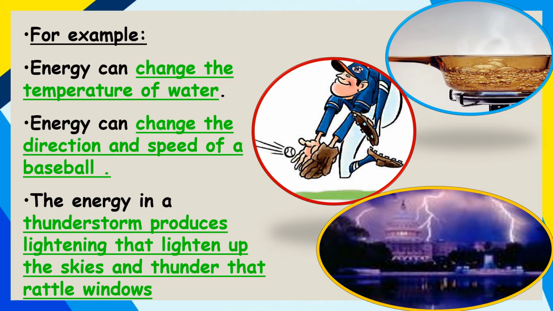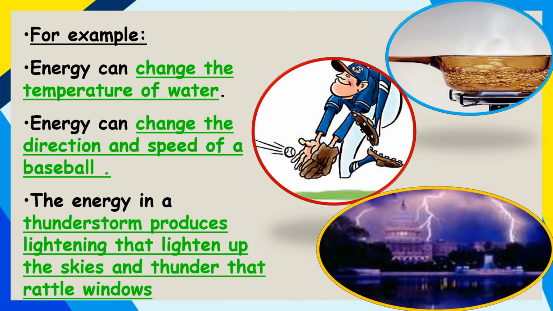Let us see a few examples of energy. Energy can change the temperature of water. Means if I have heat energy, as I told you, energy is of various types. अगर heat energy है हमारे गैस पे अगर हम लोग पानी रखते हैं तो heat है. Heat energy की वजह से पानी क्या होता है बॉईल होने लगता है. So there is a change in temperature of the water.